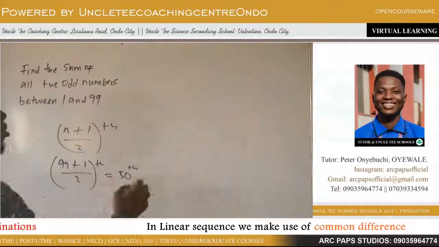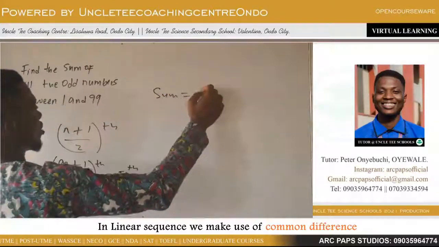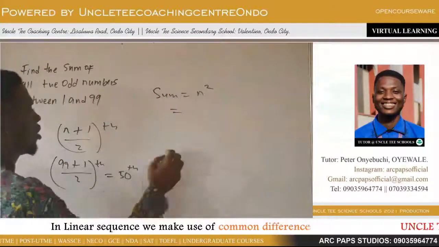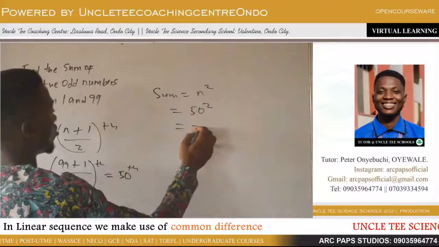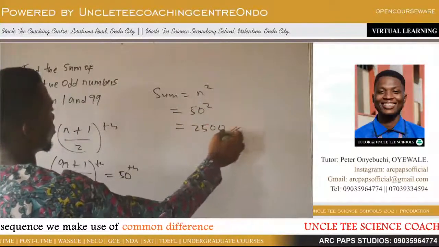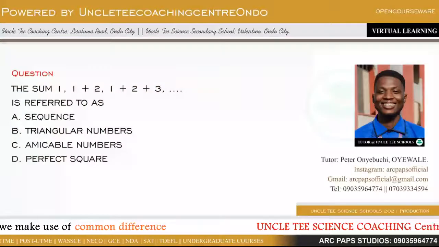Now the formula for finding the sum of odd numbers is equivalent to n squared. Because when we have 1 plus 3, that will give us 4. When you say 2 to the power 2, that's 4. So 50 squared will give us 2,500.